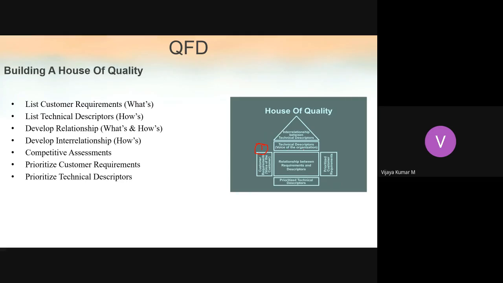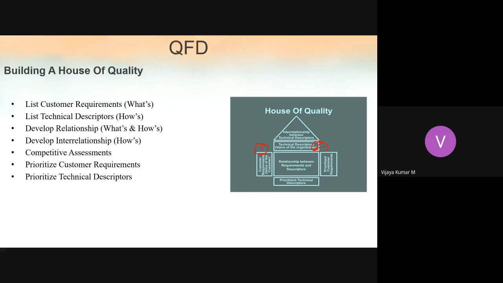So those technical descriptors in detail according to the customer requirements are called the hows. That is called the voice of the organization. That should be detailed in this particular part. I am mentioning here, this is the second step. So according to the customer requirements, the whats, you need to identify the technical descriptors about that particular customer requirement. That you should do in the second part.